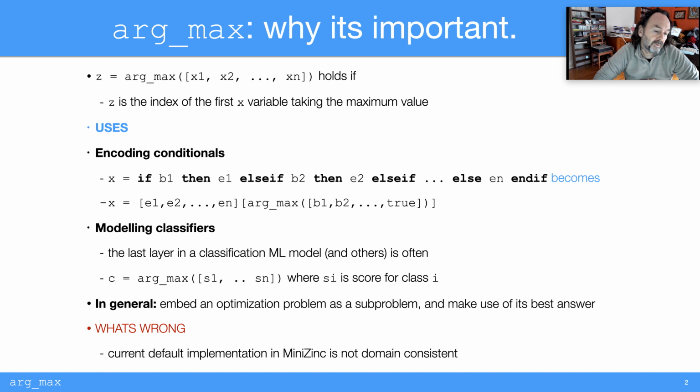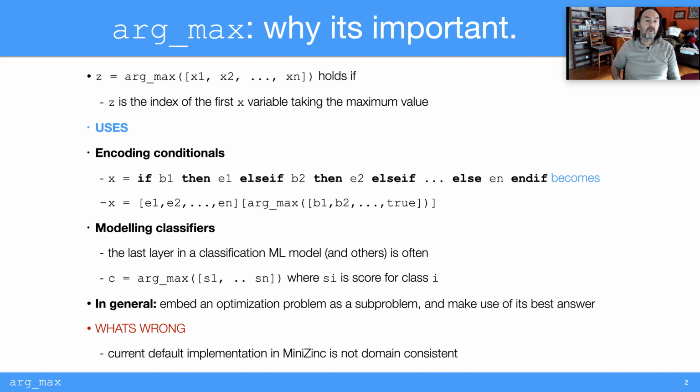An increasing use of argmax is because it appears typically in the last layer of some kind of classification machine learning model. So you have these scores, S1 to Sn, which are the score for each class i, and then you say C equals argmax of this, which gives you the class which has the maximum score. That's typical in many machine learning models for classification. And in general, argmax allows you to embed an optimization problem as a subproblem and make use of its best answer. Max just gives you the maximum value that you can get out of the subproblem, but argmax allows you to understand which instance was the max and which was better.